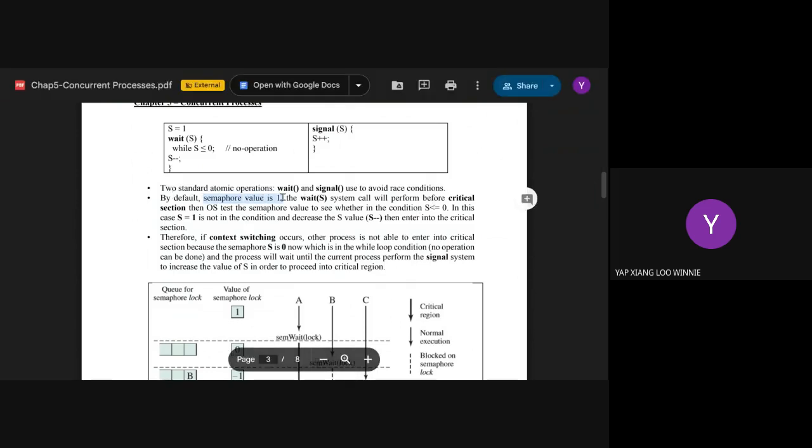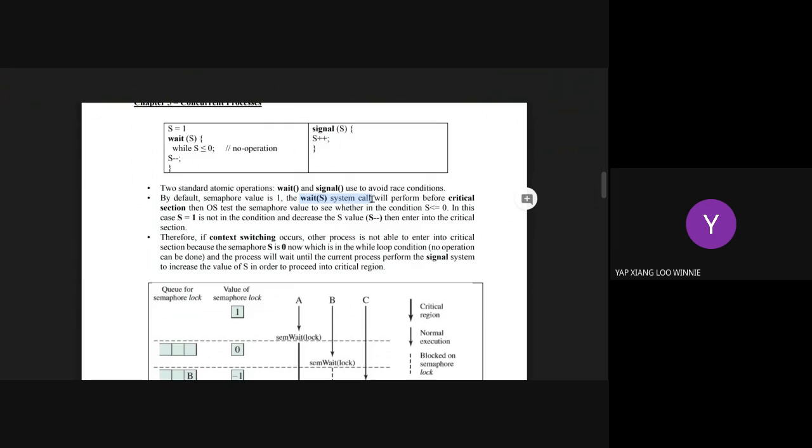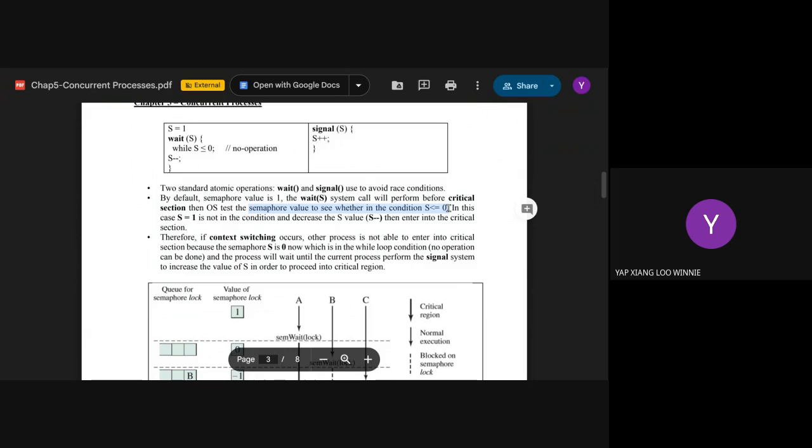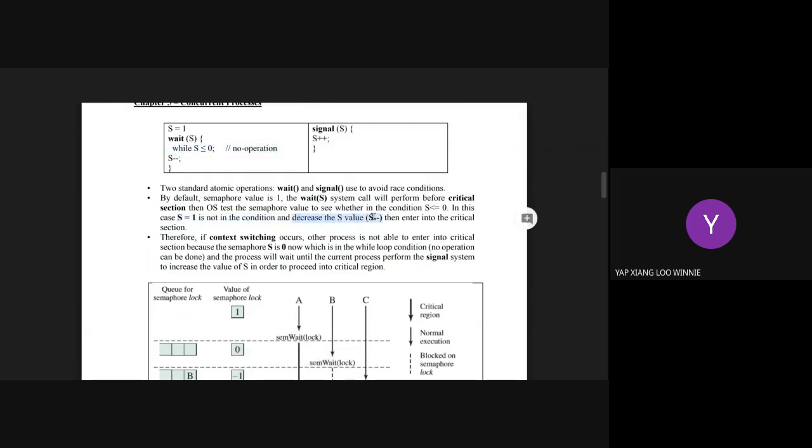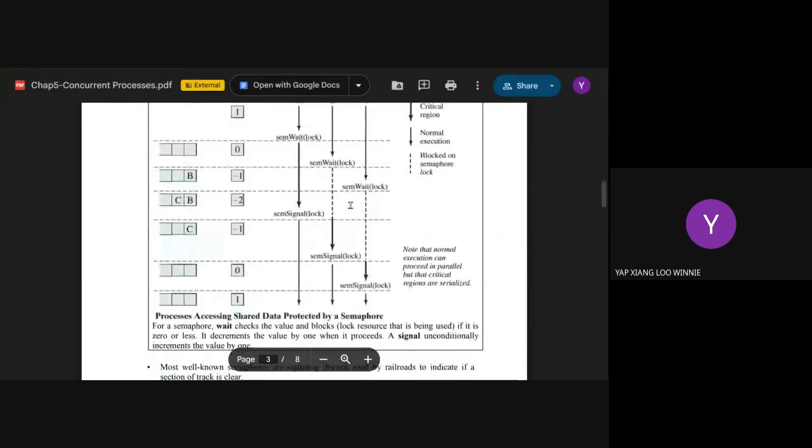Okay, so if you look here, you will see that the semaphore value is 1 by default. You need to call the wait system call before we enter the critical region. Okay, and also the semaphore will test s smaller than or equal to 0. So in this case, since the default is 1, we are not in the condition here, which is no operation, so we will decrease the value of s and then go into the critical section. Okay, so if context switching occurs, no other process can go into the critical section because s is 0 until we are done and we signal. So when we signal, 0 becomes 1. Okay, so other processes can go into the critical region. So that is what happened here.